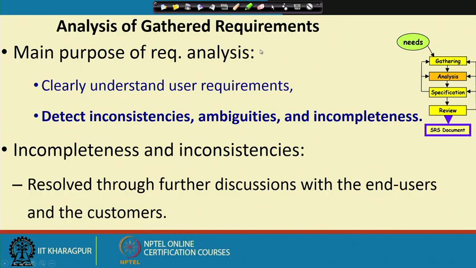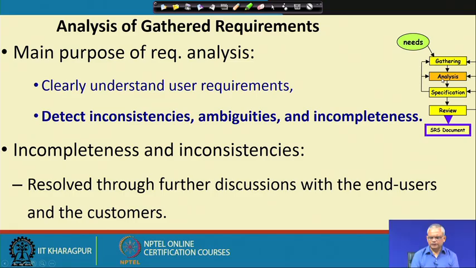Now, let us look at the second activity in the development process, which is the analysis. We had looked at the gathering activity, seen the main activities that are to be performed during the requirements gathering, and then we had looked at a simple case study to understand what the activities are and how they are to be performed. Now, let us look at analysis of the gathered requirements. So, this is the second task that we have written here in the requirements process.